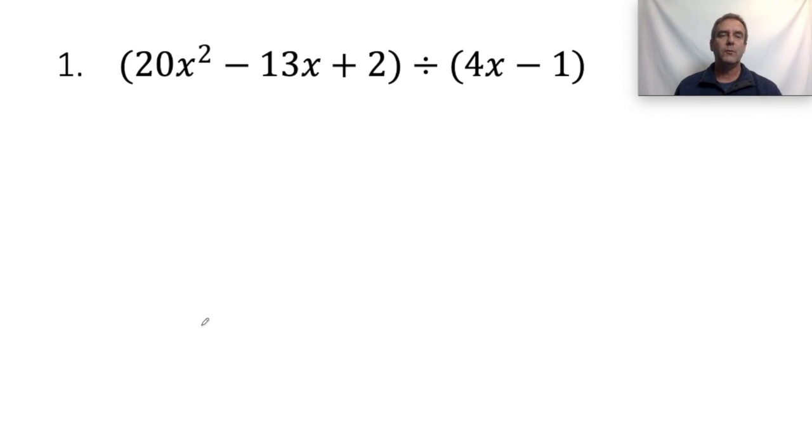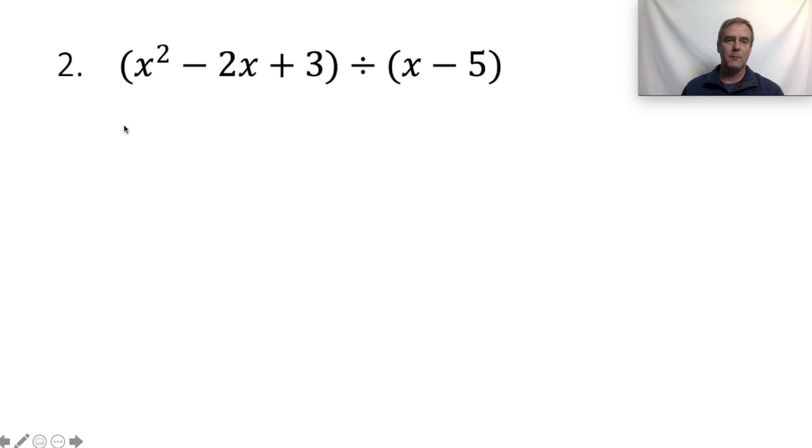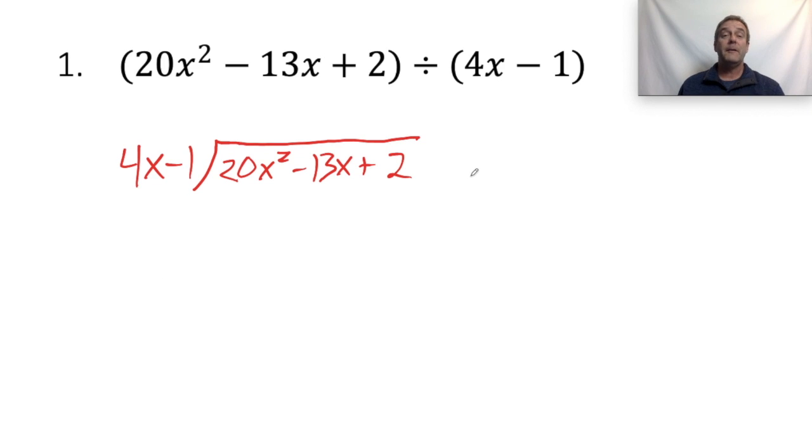Here's problem 1, 20x squared minus 13x plus 2 divided by 4x minus 1. Now to do this by long division, the first thing we need to do is write it as a long division problem. Now that it's written as a long division problem, we can do it using long division.